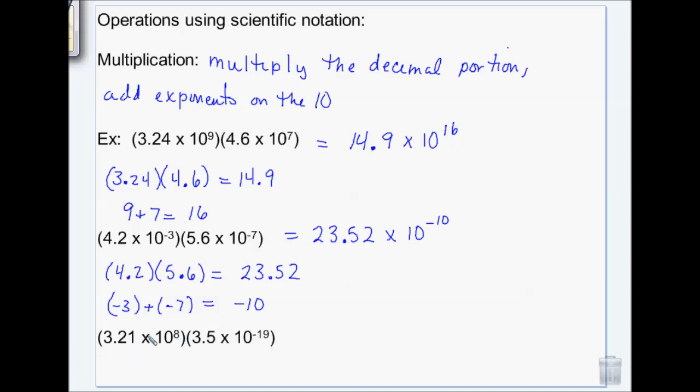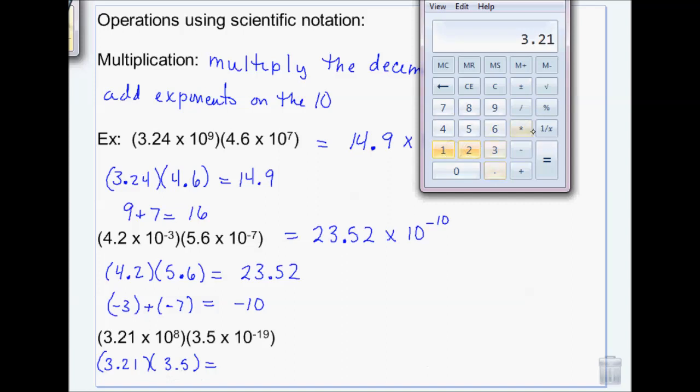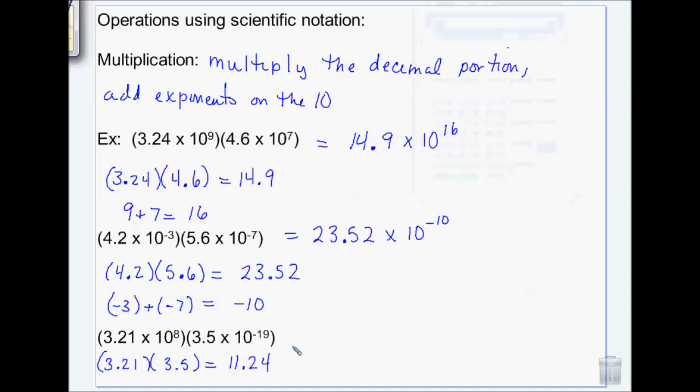And if I have a situation where one's positive and one's negative, doesn't matter, same process. Multiply the decimals. So this is 11.235, so I'm going to round that to 11.24, so I only have 2 decimal places. And then I'm going to add my exponents, and so I get -11. 8 plus -19 is -11. So it's 11.24 times 10 to the -11th. So it doesn't matter whether your exponents are positive or negative, or both. You multiply the decimal part and then add up the exponents.